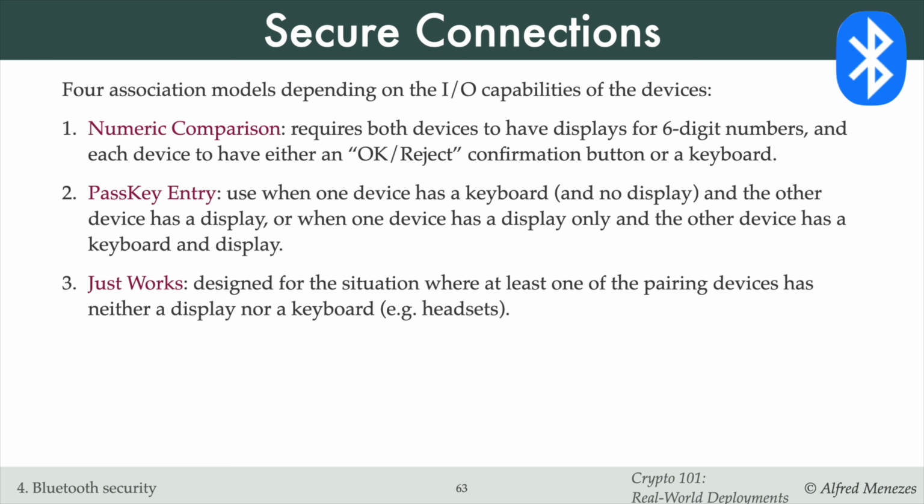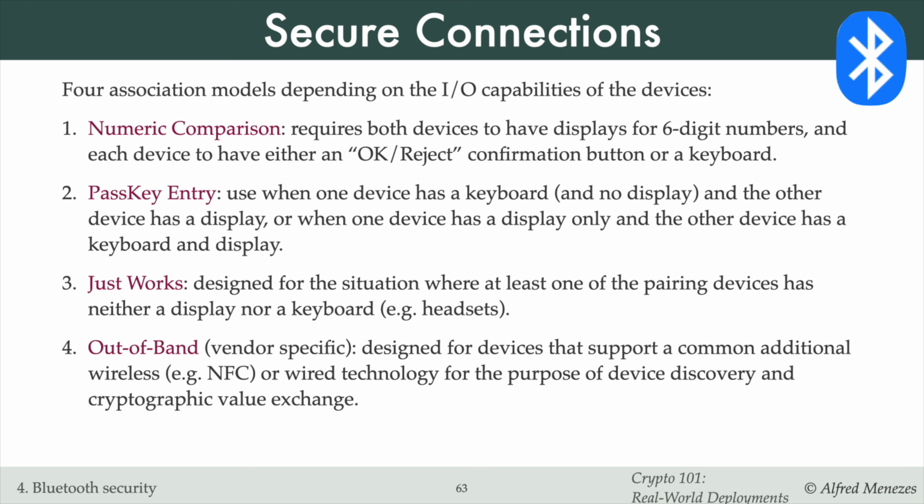The third association model is just works. This is designed for situations where at least one device lacks both a display and a keyboard. This is commonly used when connecting wireless headphones to a smartphone, since headphones typically lack input-output capabilities. And fourthly, there's out-of-band, which are vendor-specific methods that allow pairing through alternative communication channels.